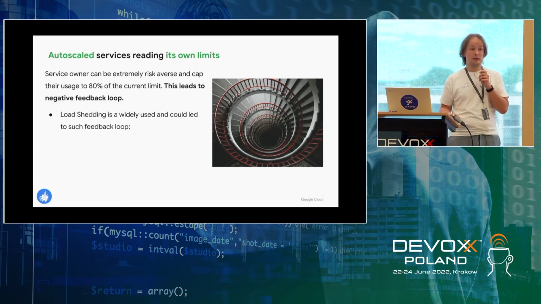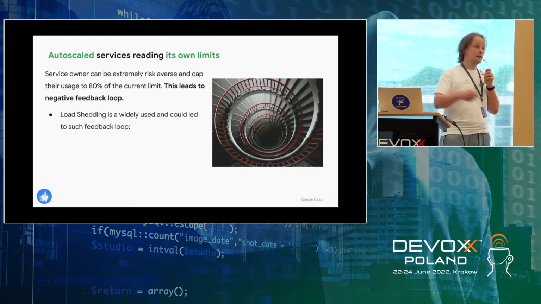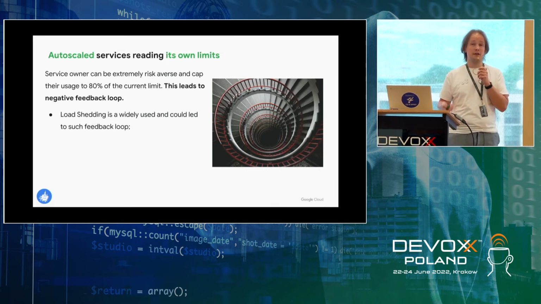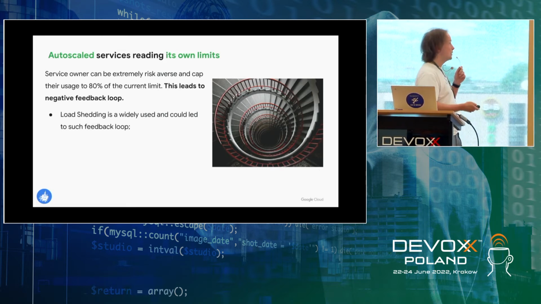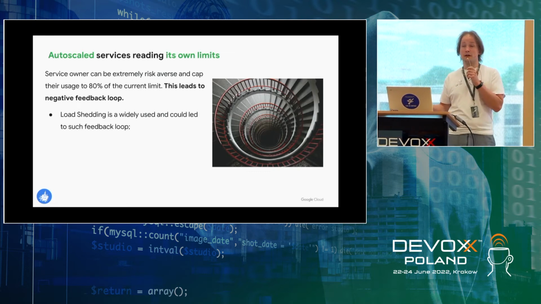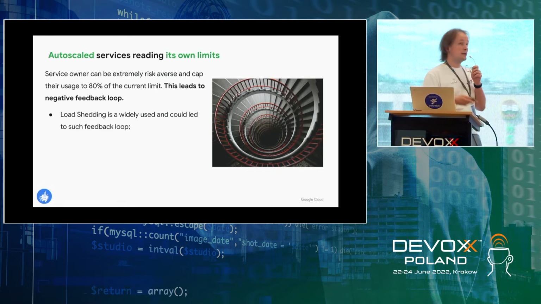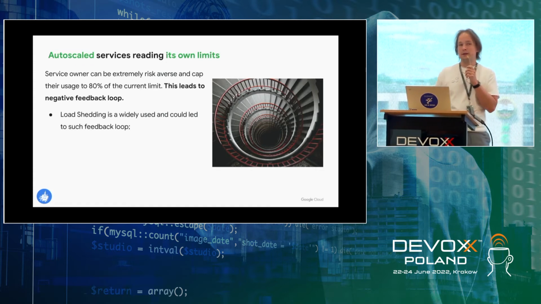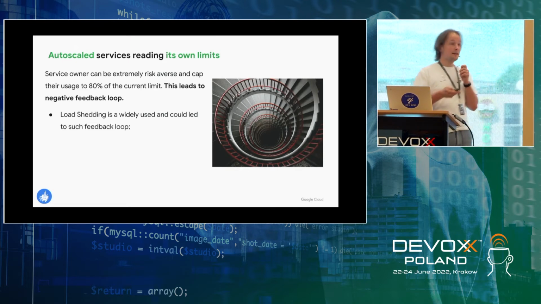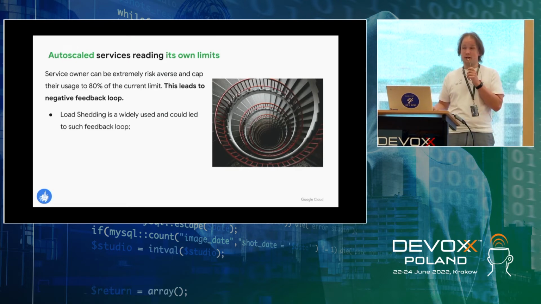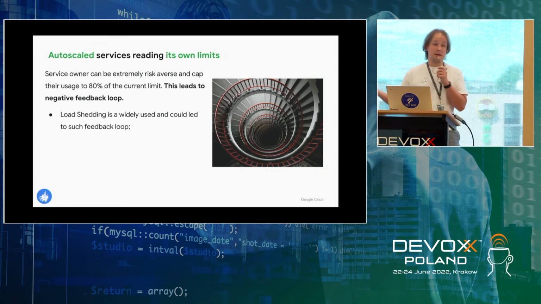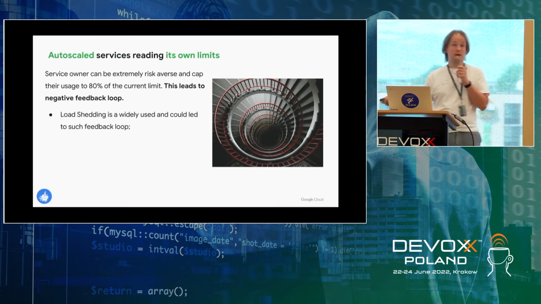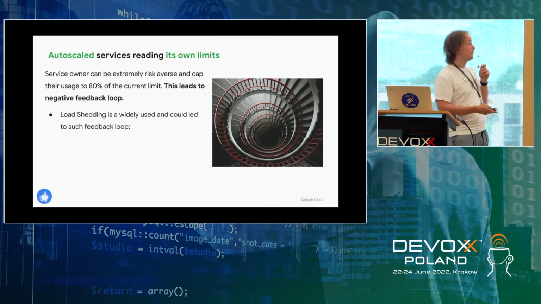But there is also a very similar feedback loop when there is a service owner that is very, very risk averse. So they cap their memory usage to, let's say, 80% of the current limit. And this leads to a negative feedback loop, because what automation sees is very stable memory usage below the limit. So it will decrease the limit. And then usage will drop, and automation will keep the limit for some time because it remembers higher usage, but then it will forget. So it will decrease the limit again, and again, and again.